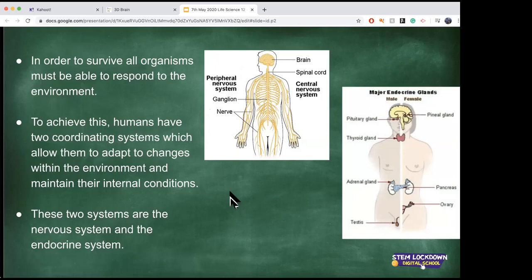These are the major endocrine glands, and females and males have different glands, so we will learn a little bit more about all the hormones secreted in males as well as in females.